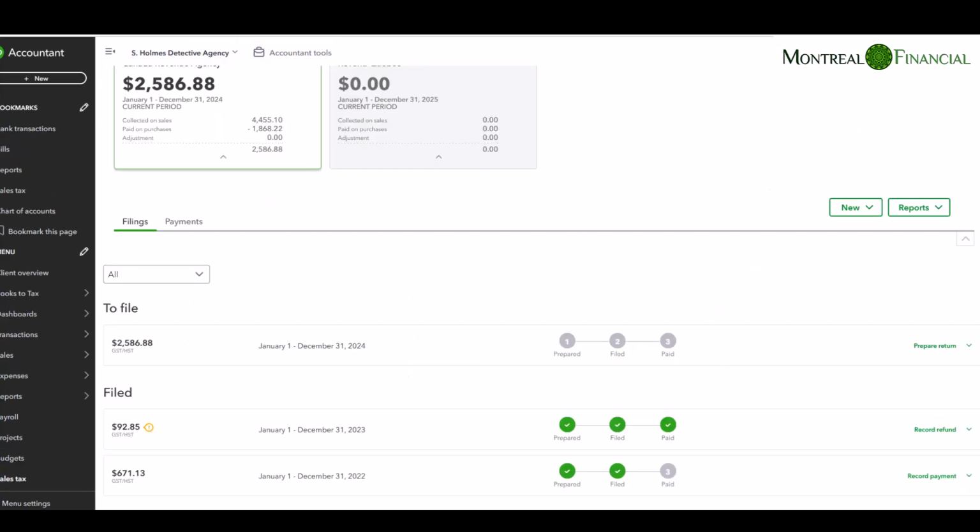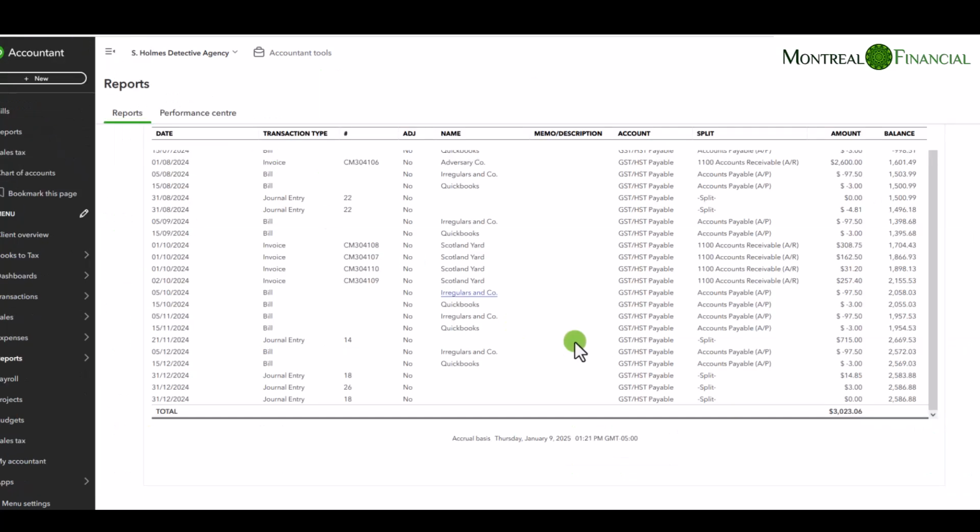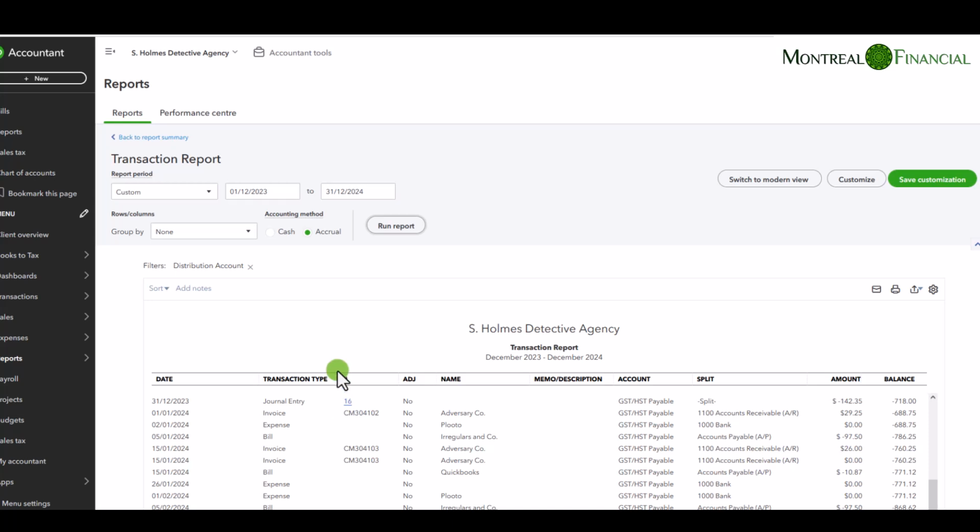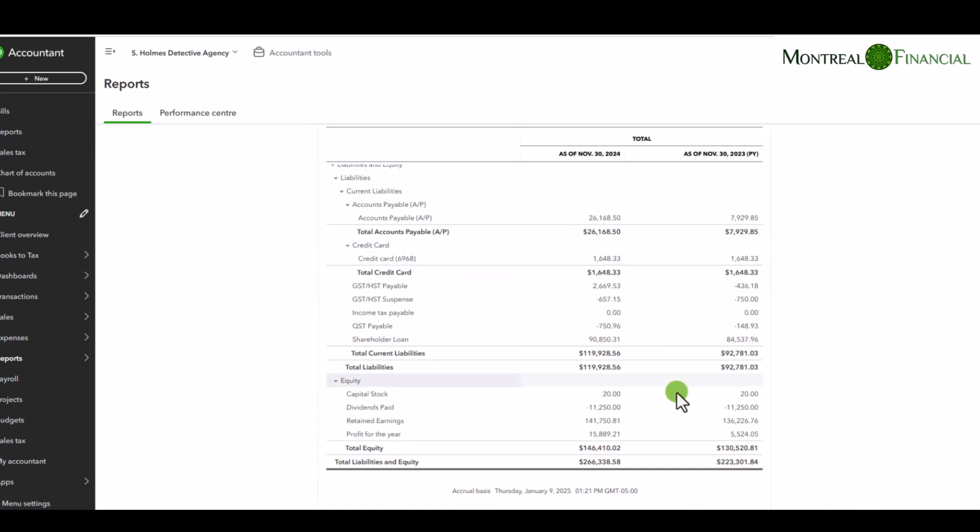258688 agrees to this. Again, if it doesn't agree, you want to investigate your entries to see why it might not agree. And once again, the most common reason for the discrepancy is that a journal entry has been entered without properly reflecting the GST HST payable. And if anyone has questions about this, let me know in the comments.